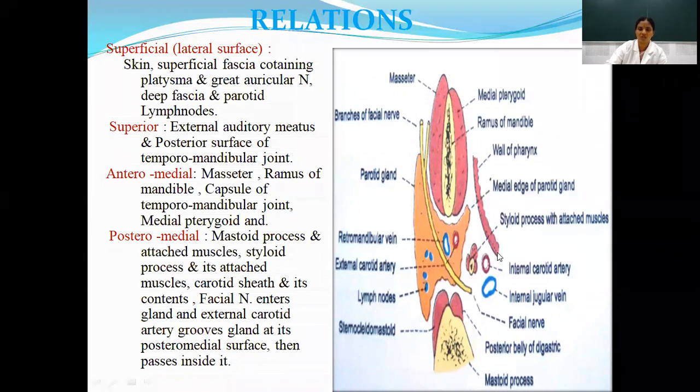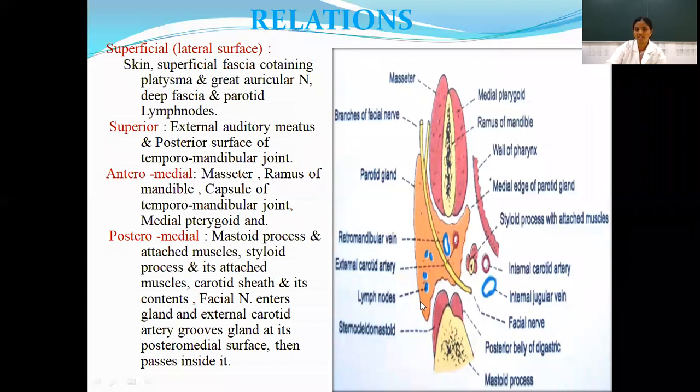Before going to that, first you see medial relations, which are very, very important. So laterally: skin, superficial fascia, deep fascia. Then medial relations, just you see the picture. The anteromedial surface is grooved by the posterior border of the ramus of the mandible. This ramus of mandible laterally is related to the masseter muscle. Medially, it is receiving the insertion of the medial pterygoid muscle. So these are the three structures which are grooving this anteromedial surface.